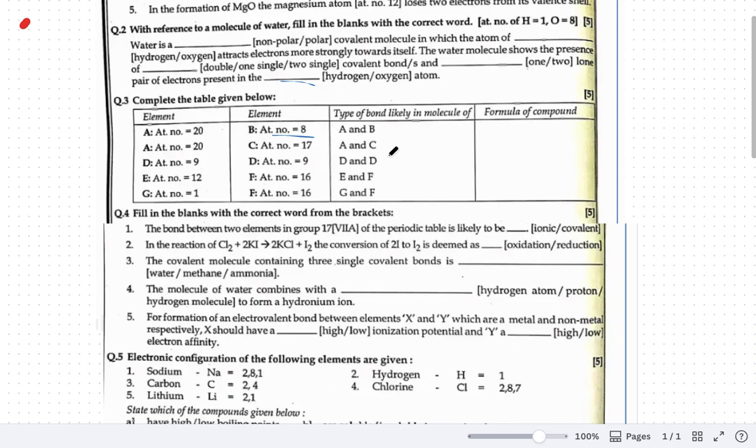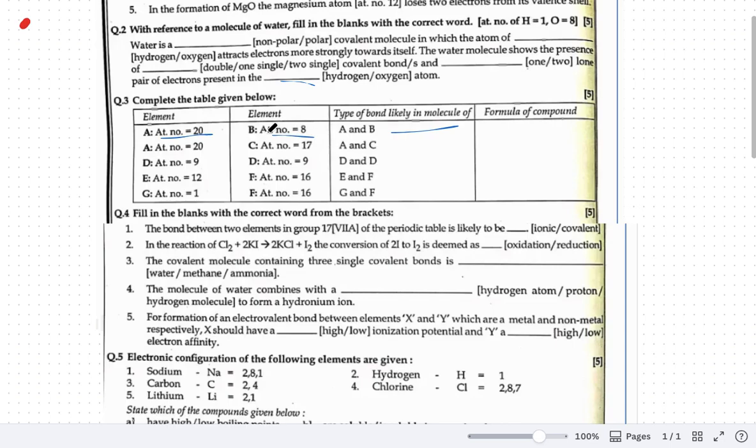ionic bond. Why will it be an ionic bond? If you see the electronic configuration, it is 2, 8, 8, 2 for A and 2, 6 for B. So it forms an ionic bond because 2 electrons from A will be donated to B. So there is donation and acceptance.